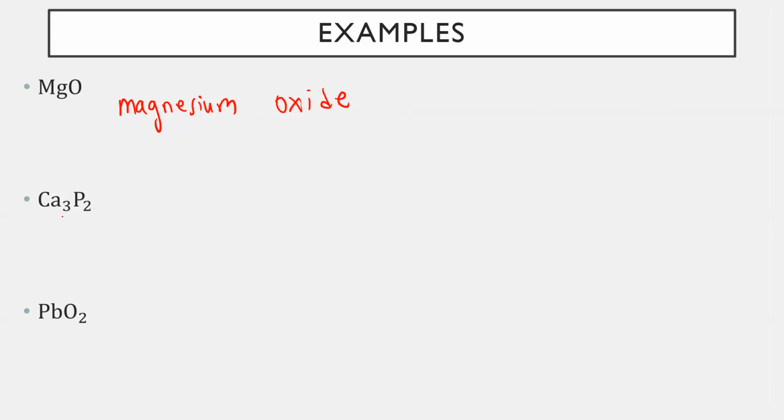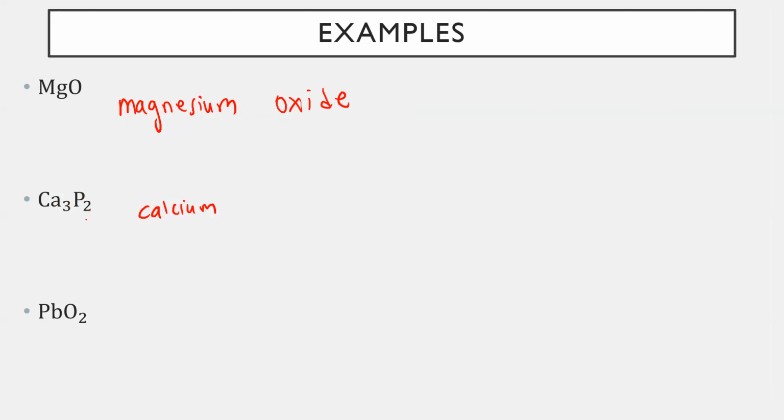Next one, Ca3P2. So you've got 3 of these and 2 of these. The numbers don't actually make a difference in terms of what the ionic name is, unless, of course, your metal has more than one possible charge. Our metal in this case is Ca. If you look at your periodic table, that's calcium. Calcium only has one possible charge, so we're not going to have to worry about our Roman numerals. We literally can just call this calcium.